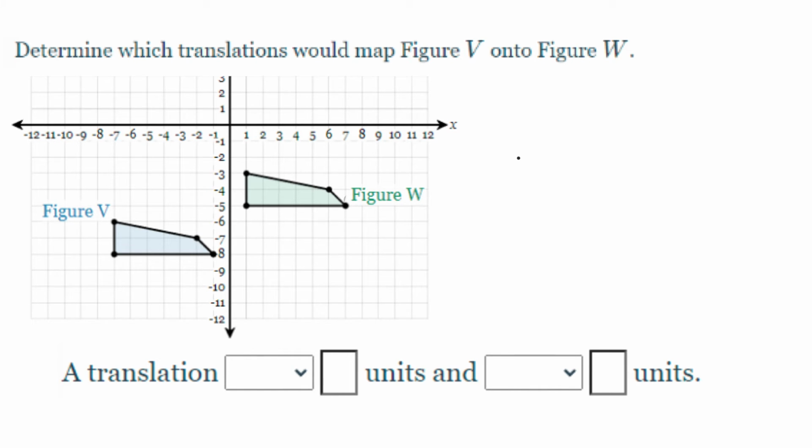What I'm going to do is pick any point on the figure, and then I'm going to pick the corresponding point on the second figure. Now, these figures have not been rotated. All we're working on today is translations. So what we're going to do is see how much movement has taken place. Now, I do it this way. You don't have to do it the way I do it, but this is the way I do it.